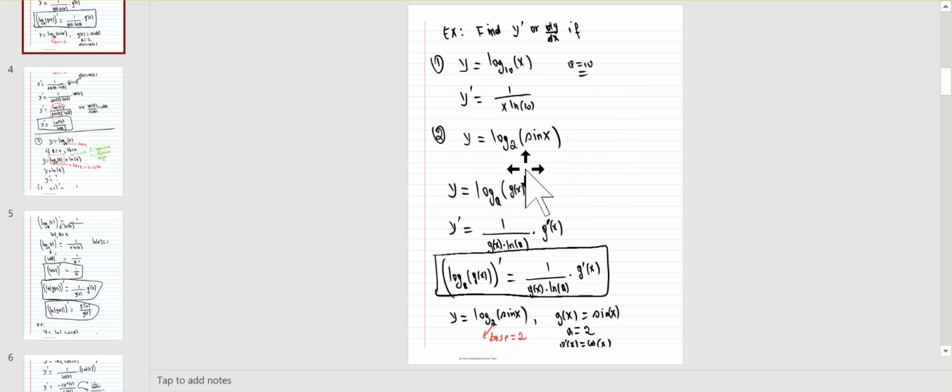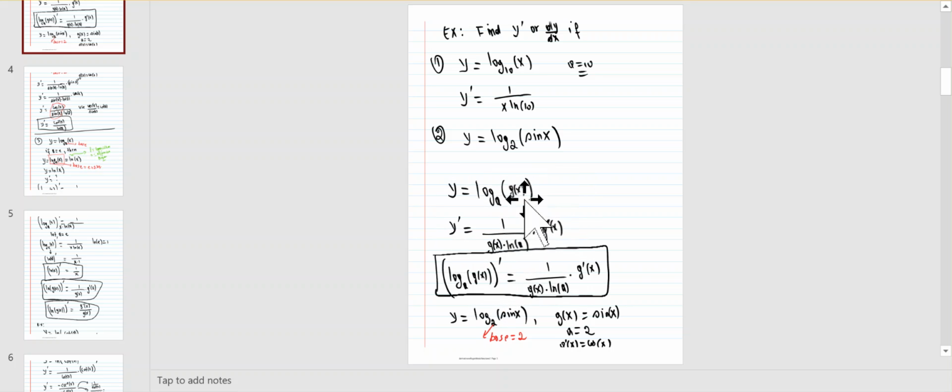Now remember this function at the beginning, we want to find its derivative. This time we don't have a single x here. We have sine of x. So we have to treat this differently from what we did. Let's generalize this for a second. We're going to generalize this as y equals log base a of g of x. So we're calling sine of x a function of x, g of x.